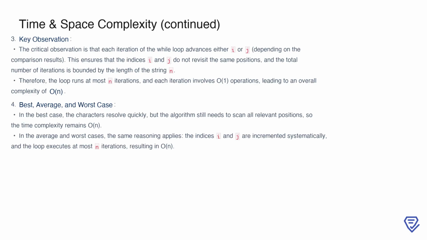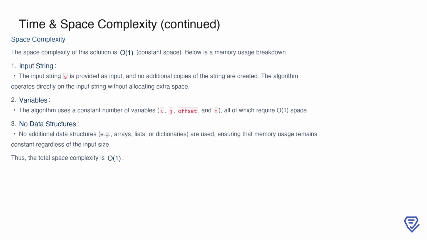Even if the comparisons are resolved quickly in the best case, or take longer in the worst case, the fundamental guarantee is that the total number of iterations will not exceed n, ensuring the complexity remains O(n). Now, let's analyze the space complexity of the solution. The algorithm operates with a space complexity of O(1), which means it uses constant memory regardless of the input size.